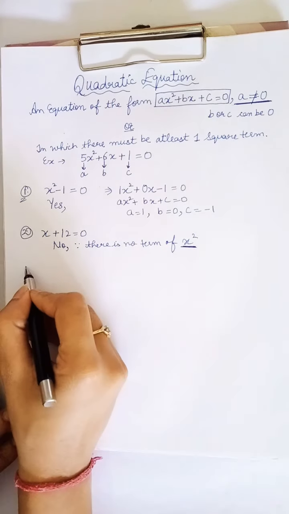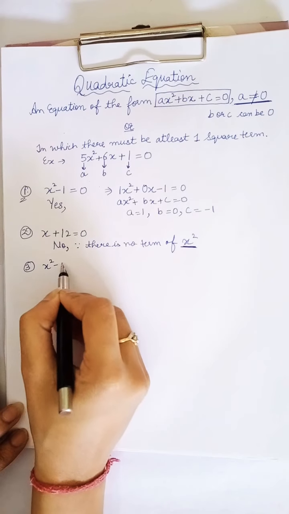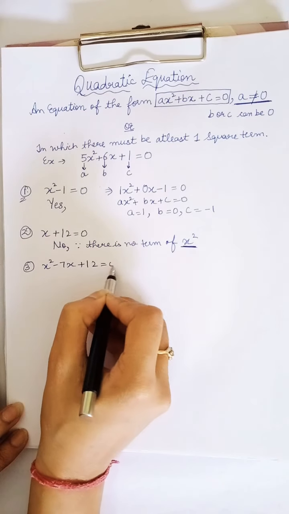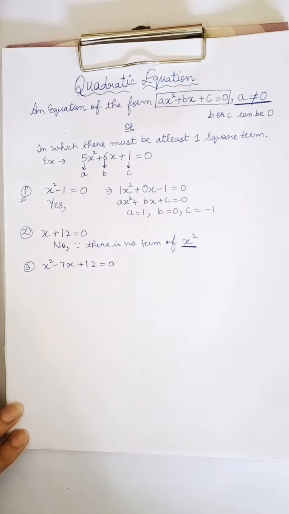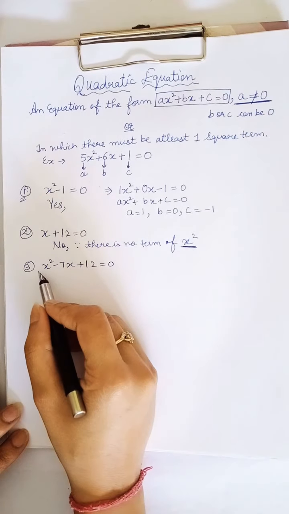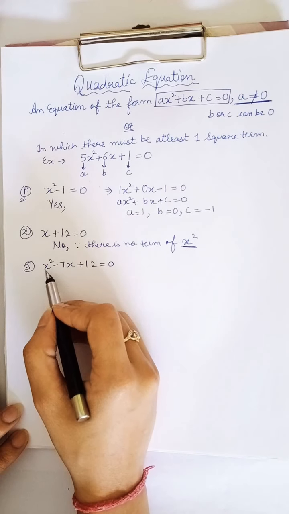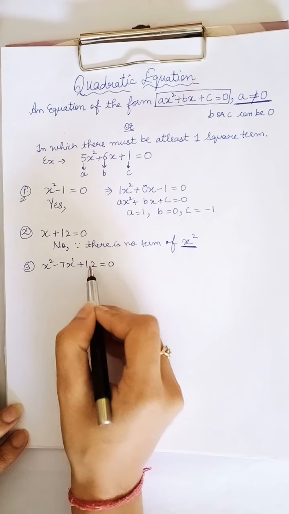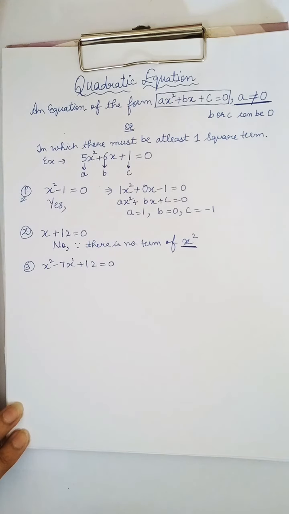Okay. Now third one is x square minus 7x plus 10 is equals to 0. Now tell me, is this a quadratic equation? Yes, it is clearly seen. It is of the form, first of all, degree of x is 2, then degree of x is 1, then there is a constant term. So this is a quadratic equation. I hope now the definition of quadratic equation is clear to you.